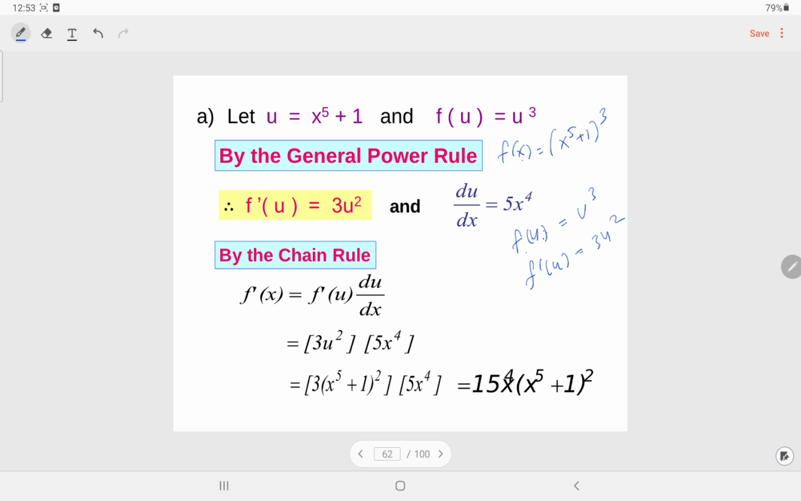Then du over dx for this, we get 5x to the power of 4 by using the chain rule. Okay, we get the final answer: 15x to the power of 4 times (x plus x to the power of 5 plus 1) squared.